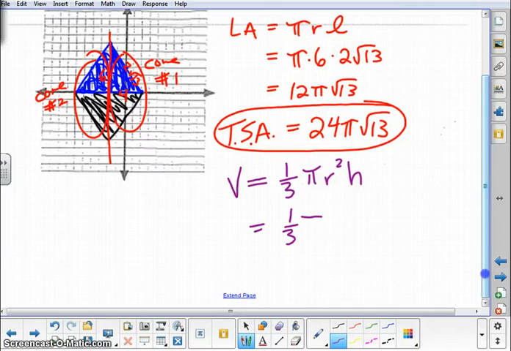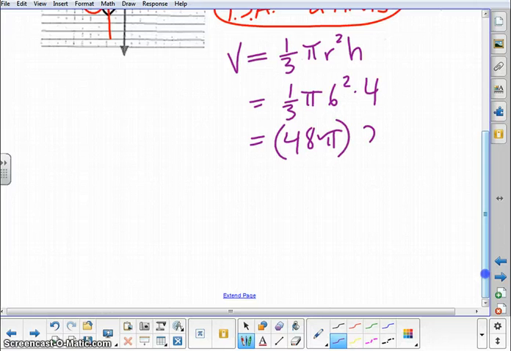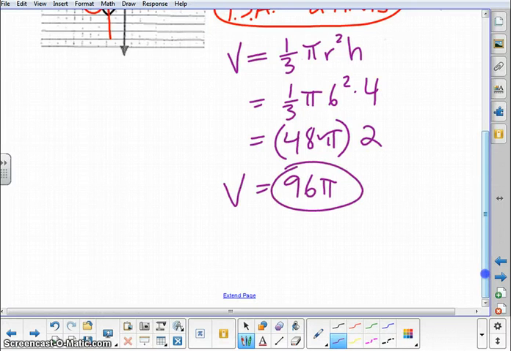But 1/3 pi r squared, that's pretty much easy to get. The height is going to be the 4, which is this right here. Look for the purple in the picture. And after you put all that together, we end up with 48 pi. Then we're going to have to multiply that by 2 just because there are 2 of the same exact cone, for a final answer of 96 pi cubic units.